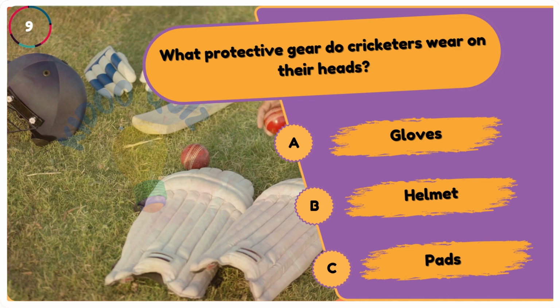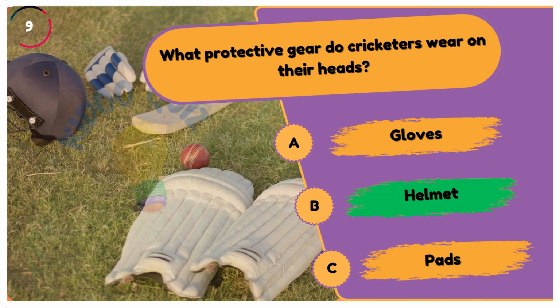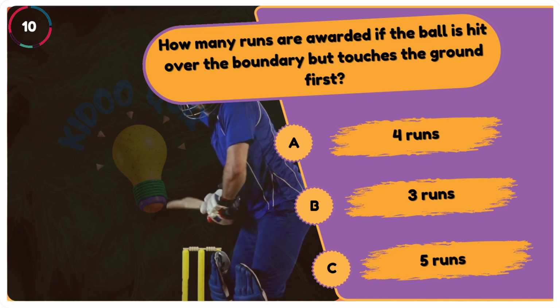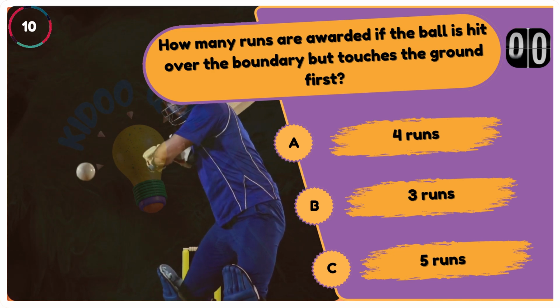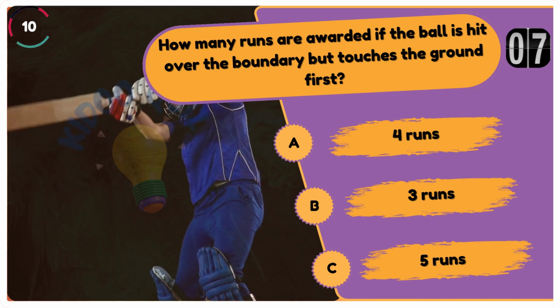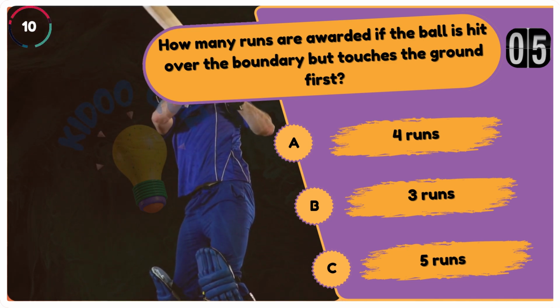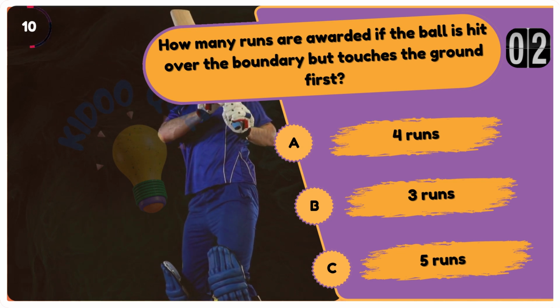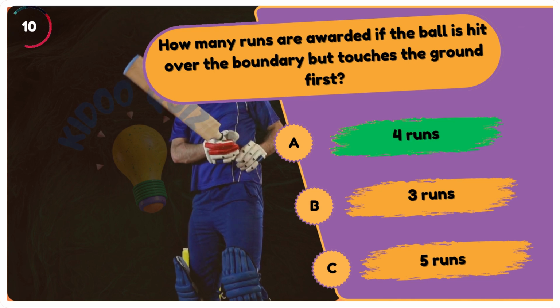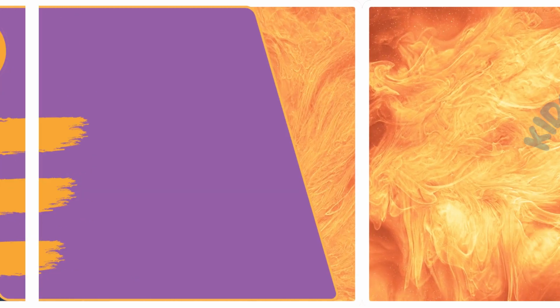Bowler. What protective gear do cricketers wear on their heads? Helmet. How many runs are awarded if the ball is hit over the boundary but touches the ground first? Four runs.